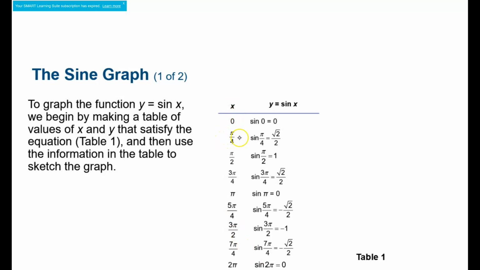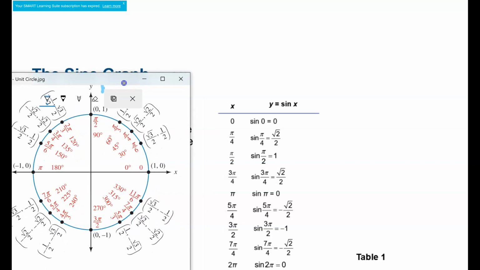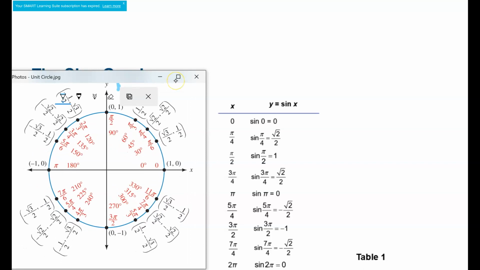Pi over 4 times 1 is pi over 4 for the x. Pi over 4 times 2 is pi over 2, and so on. So we'll use these values of x. And if you want to look at the table of values, or maybe you memorized it, it will tell us the values of y.